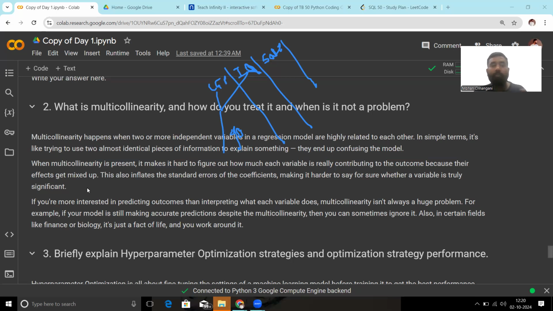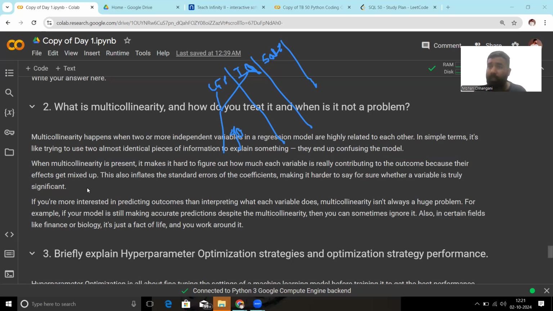The second question is how you treat it, and when it is not a problem. Sometimes we say multicollinearity is a problem for every model, but no, it does not always affect a model. When our interest is in predicting outcomes rather than understanding what each variable does, multicollinearity is not a huge problem. For example, if your model is still making accurate predictions despite the multicollinearity, then you can sometimes ignore it.